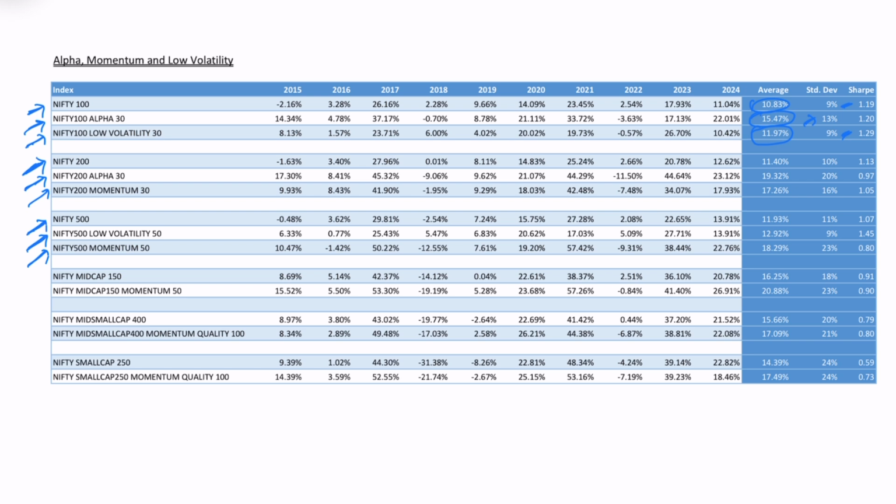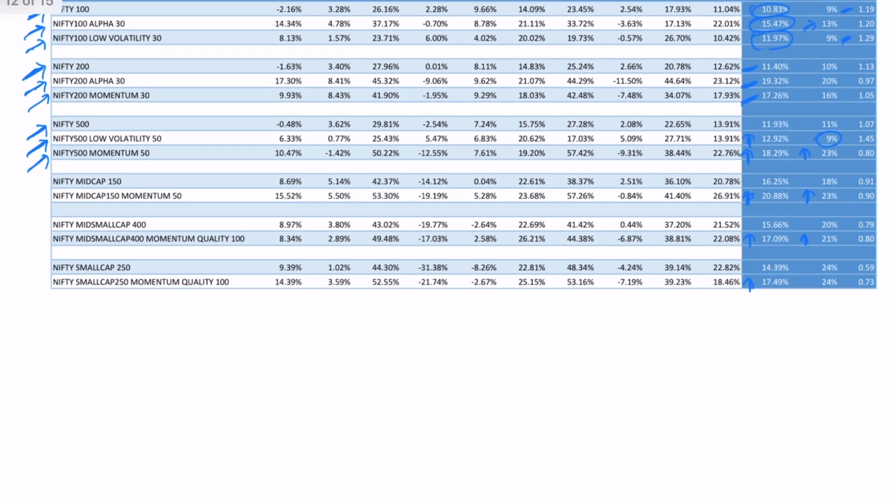The same could be seen for Nifty 200, which is 11.4%, but alpha and momentum are both nearly 19% and 17% return. Same way for Nifty 500, Low Volatility 50 has lower volatility, but at the same time higher return. And for Momentum 50, very high return with higher volatility. Same way for Midcap 150, quite high return compared to the index. Then Momentum Quality 100 also has higher return. So the idea is alpha, low volatility and momentum mostly always work.